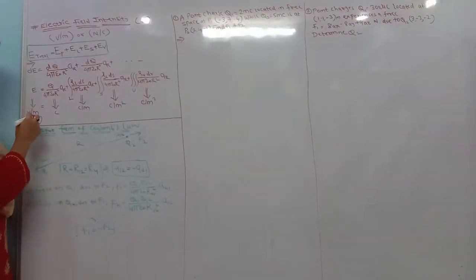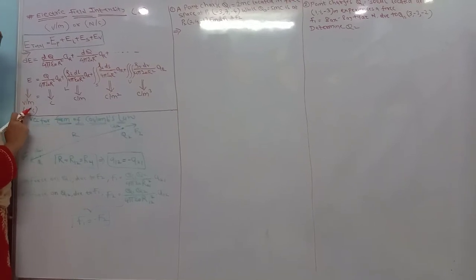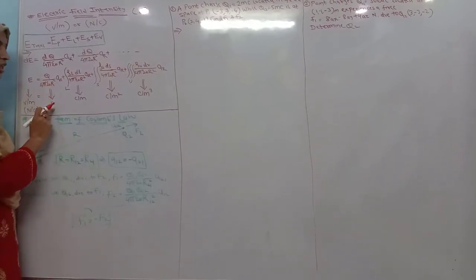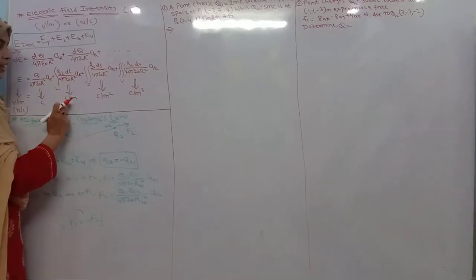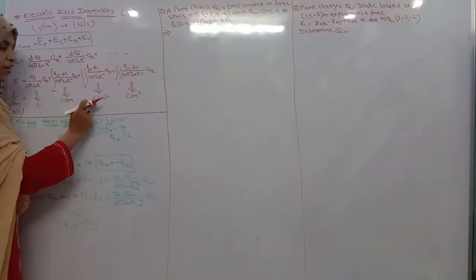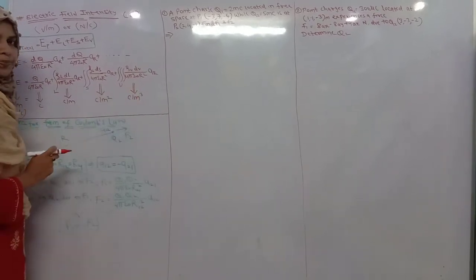So what will be my unit for electric field intensity? The electric field intensity unit will be volt per meter or Newton per coulomb, whereas for the point charge it will be the coulomb. And for the line charge, coulombs per meter; for the surface, coulombs per meter square; whereas for the volume, coulombs per meter cube.